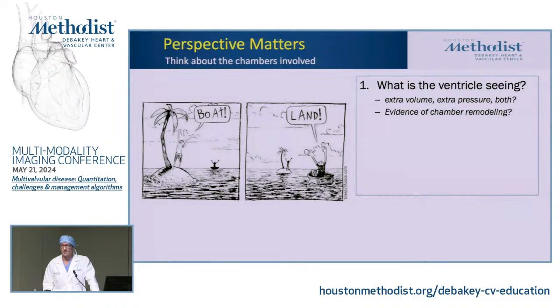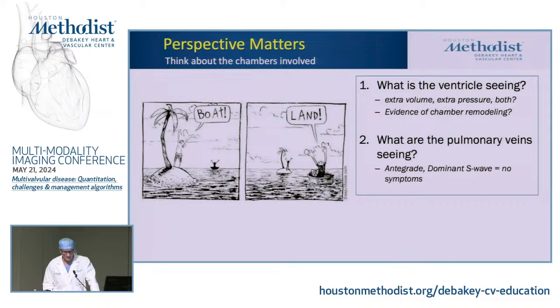Is there evidence of chamber remodeling that's sort of out of keeping with what you'd expect from one lesion alone? And then, particularly when you involve the mitral valve, what are the pulmonary veins saying? Dominant S waves or not?